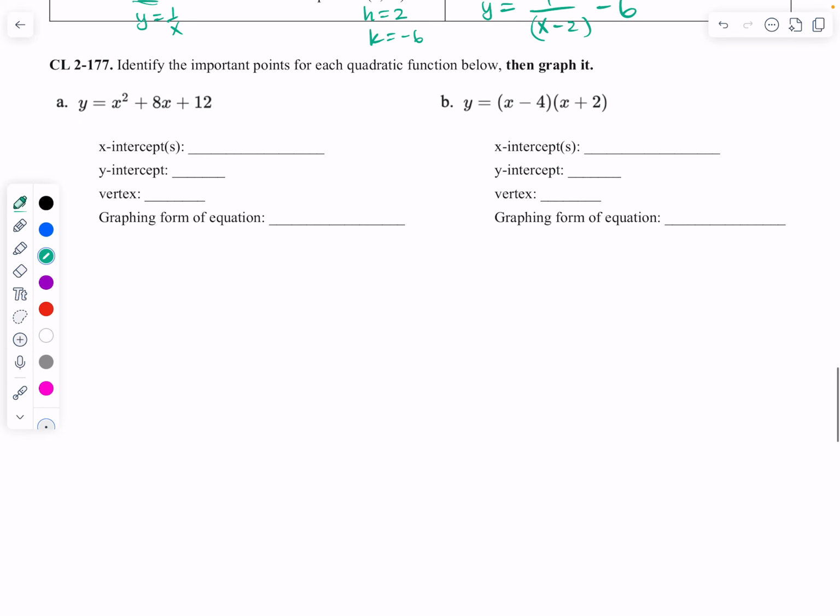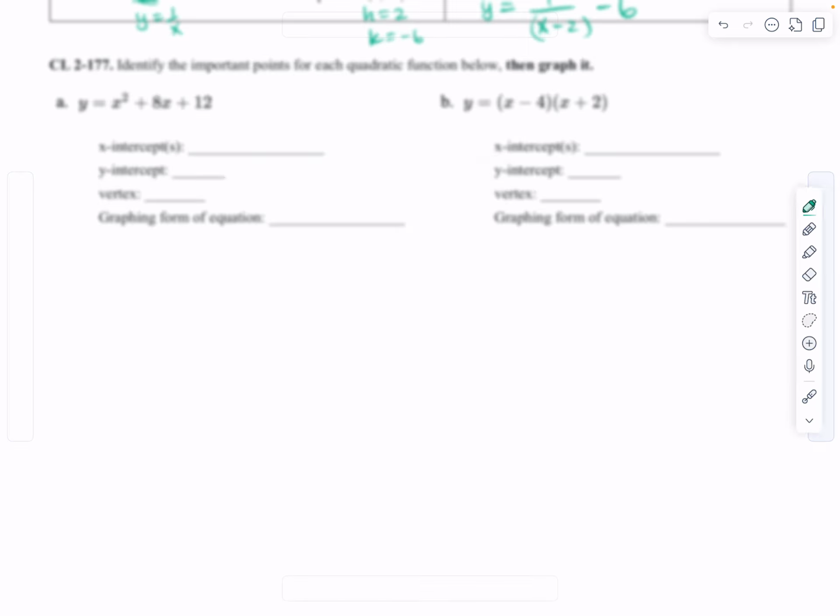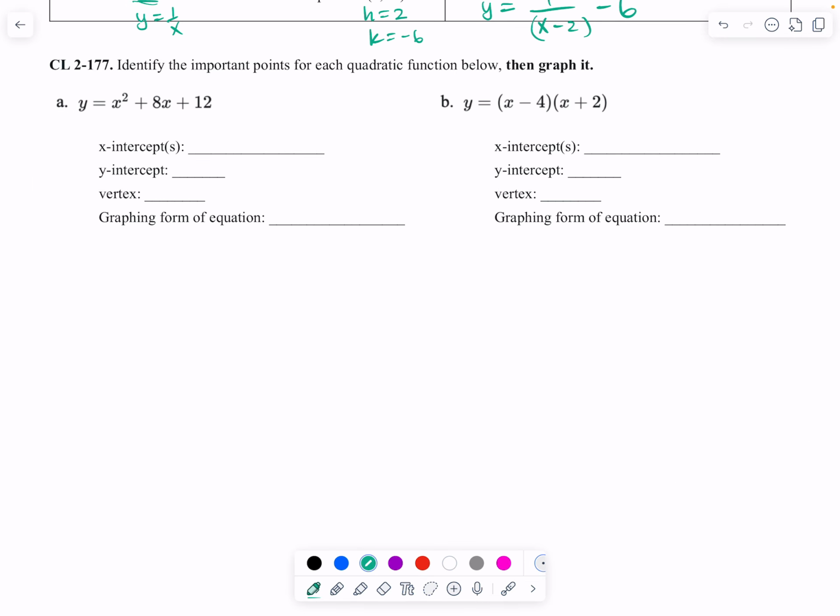All right, now we're getting into some graphing. Here we go. I'll just move some of this stuff over, or even down to the bottom might be better. All right, we're taking a look at this equation, and we're being asked to do these 4 things with it: x-intercept, y-intercept, vertex, and the graphing form of the equation. Okay, so let's start with x-intercepts.